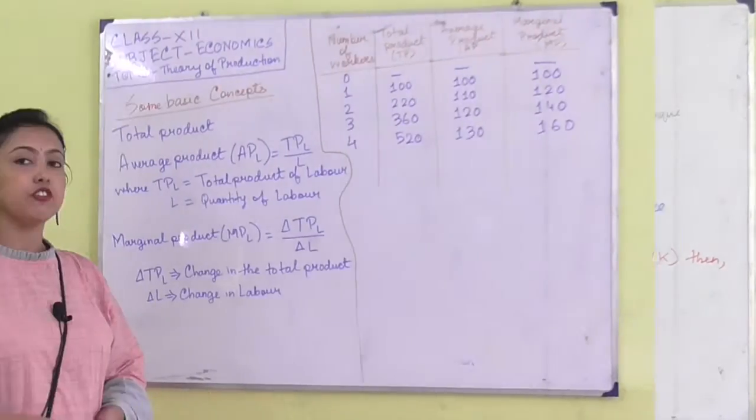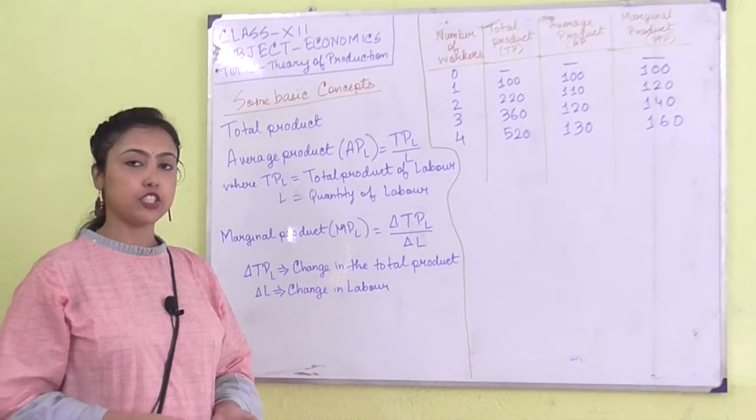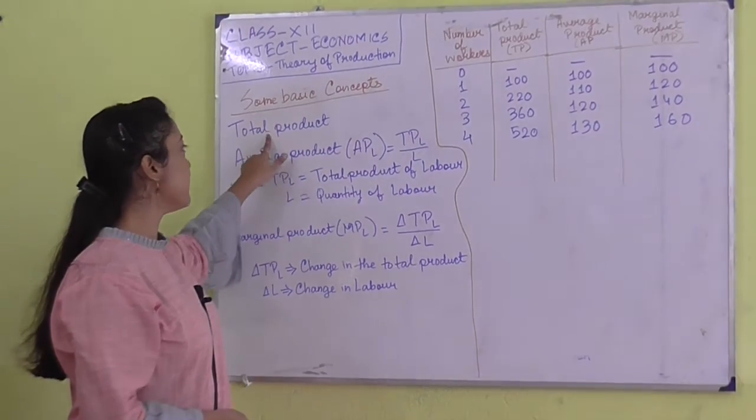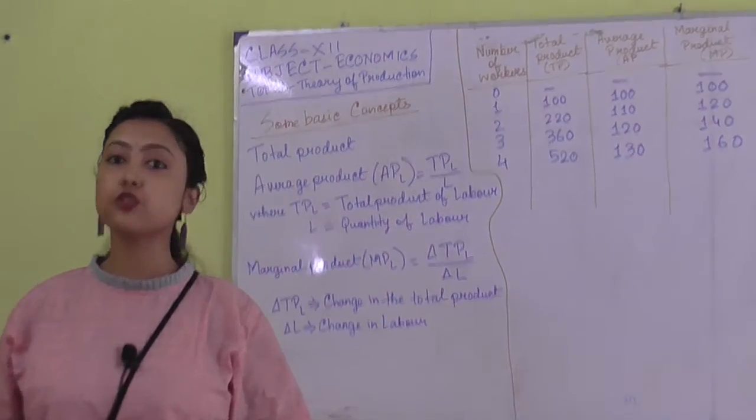Basic concepts which are used during the production process. So the first concept is total product. Now what is total product?